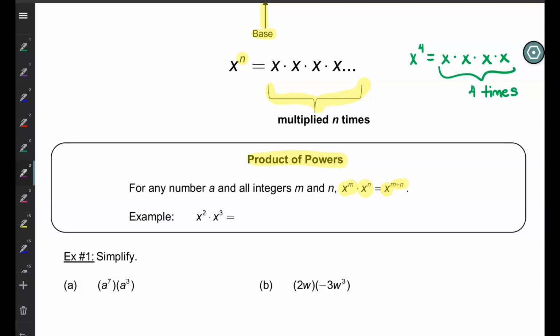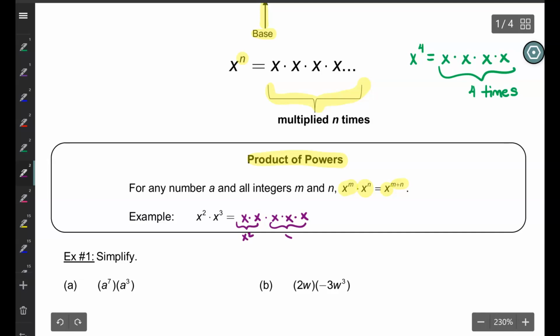Okay, here's our example. We have x squared times x to the 3rd. So if you think about x squared, that's 2 of these multiplied together, times x to the 3rd. So here's your x squared, here's your x to the 3rd. Think about how many of these we have in total. We have 5 of them. So that's x to the 5th. Of course, I don't want you to write all of this out. I want you to just jump to the conclusion of taking the exponents and adding them together, and we keep that same base.